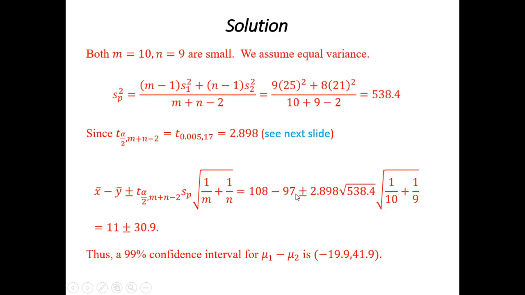You can see the difference in the means is easily 11. So we get 11 plus or minus 30.9. So a 99% confidence interval for the difference is 11 minus 30.9, which gives negative 19.9, and 11 plus 30.9, which gives 41.9.